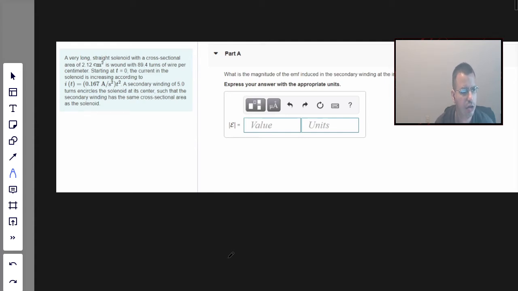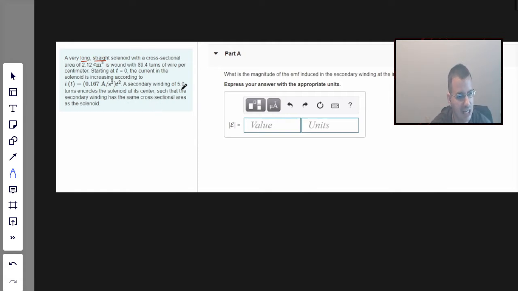A very long, straight solenoid. All right, so big idea here. A long and straight solenoid with a cross-sectional area of 2.2 square centimeters is wound with 89.4 turns of wire per centimeter. Starting at t equals 0, the current of the solenoid is increasing according to this formula.